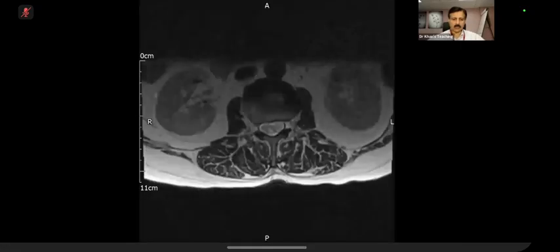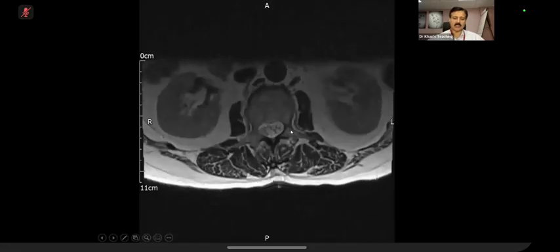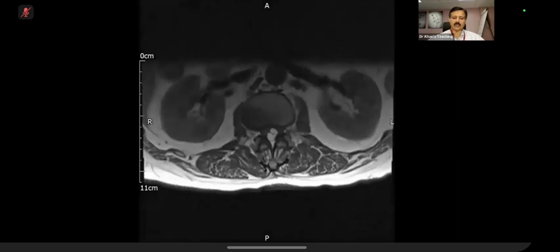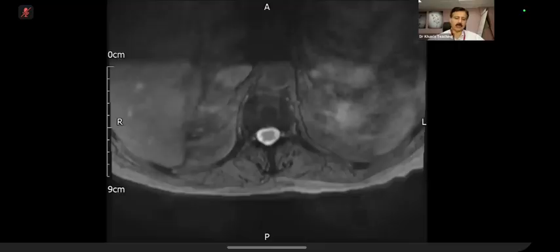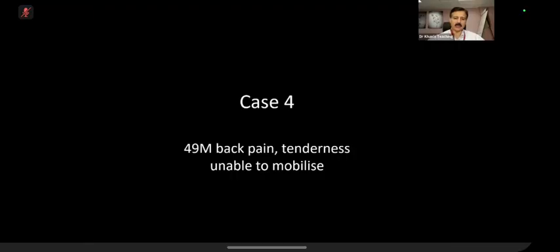Of course, on axial also you can see the same thing, and you can see this is an intradural extramedullary lipoma. And previously I showed you an intramedullary lipoma also. And your book also tells you that it can happen in both series.